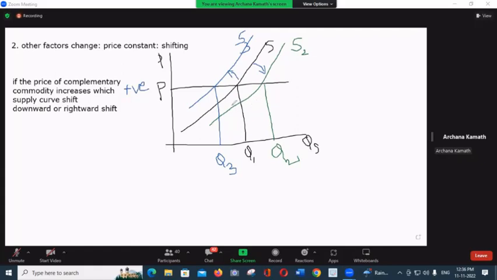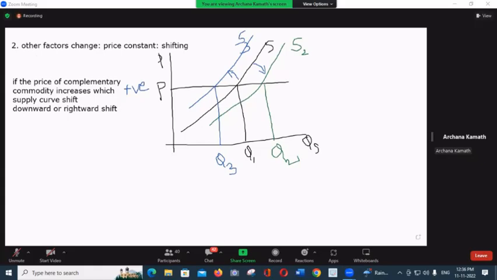Yes, ma'am. Okay, so these are the factors that cause shifting in the supply, same as that of demand, but here please apply the logic of how all the factors are influencing the supply and see to which direction this is shifting.